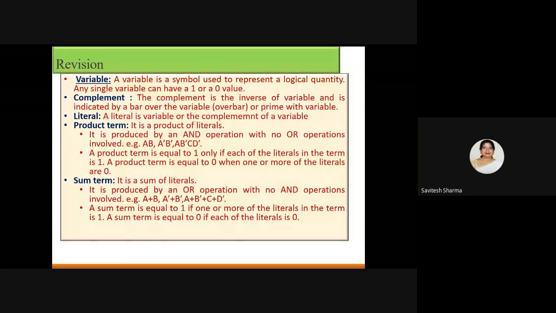Okay, next term was literal. A literal is a variable or the complement of a variable, meaning a true signal or a complement of a true signal; you will say it is a literal.